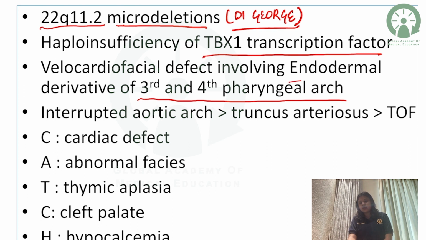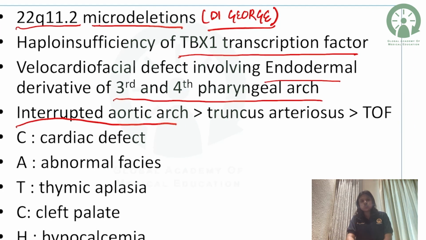So it's an endodermal derivative of third and fourth pharyngeal arches. So what is the most common cardiac lesion that you get in case of DiGeorge syndrome? It is interrupted aortic arch, followed by truncus arteriosus, followed by TOF.